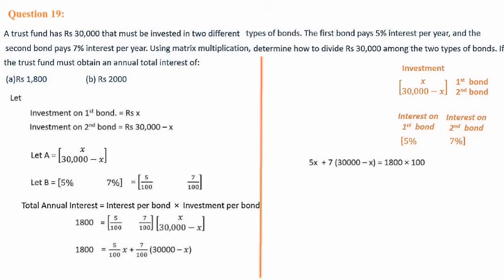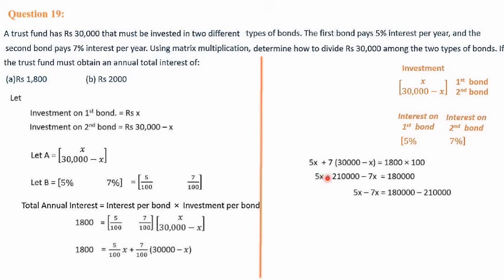Then when we do the calculation, 5x plus 7 into 30,000 minus x is equal to, this 100 we will be considering as common LCM, and we will be multiplying it on the other side. So 1,800 into 100, this denominator 100 will be coming here. So we will be getting 5x plus 7 into 30,000 minus x is equal to 1,800 into 100. Then 5x plus, removing the bracket, 7 into 3 is 21, then there are 4 zeros, it is written here. 7 into x is 7x, and there is a minus sign, is equal to 1,800 into 100 is 18, thereafter 1 2 3 4 zeros, here there are 4 zeros, that's why we put.